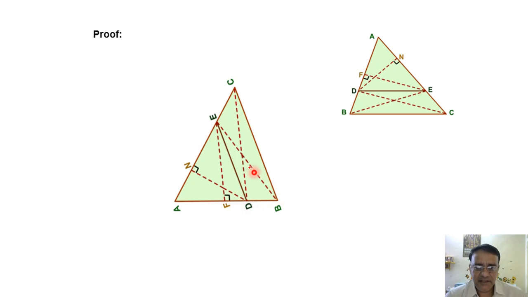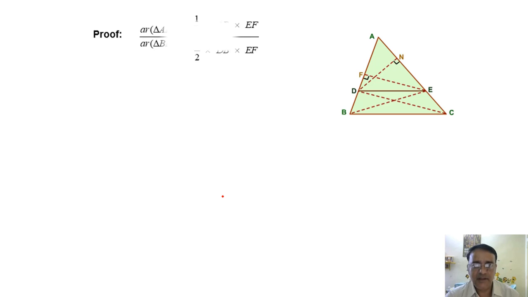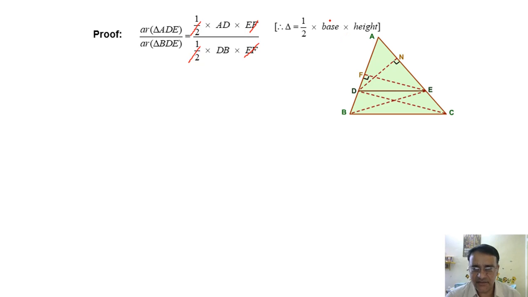Similarly, the BDE triangle, see my cursor, BDE triangle, EF is the altitude and BD is the base. So half into BD into EF. So now we are going to take these two ratios. इसमें half cancel हो जाएगा and EF will be cancelled, and the reason is area of triangle is half into base into height. So we are getting AD upon DB. Let it be equation number 1.